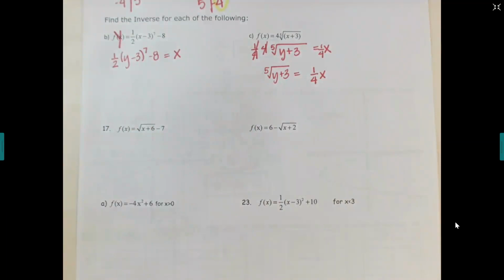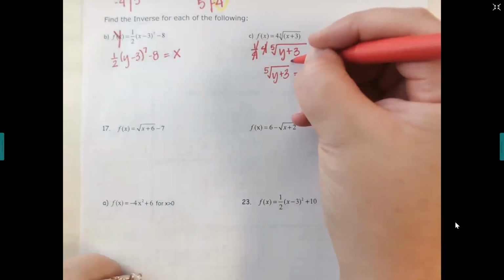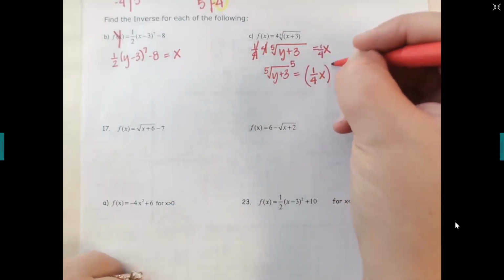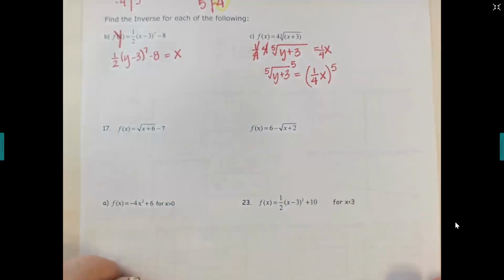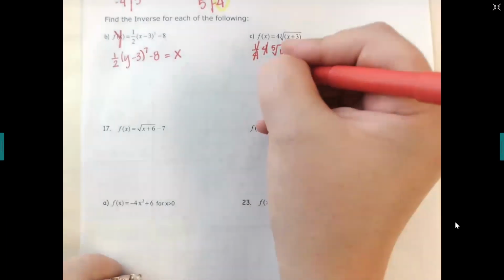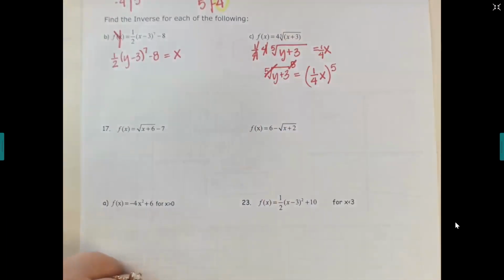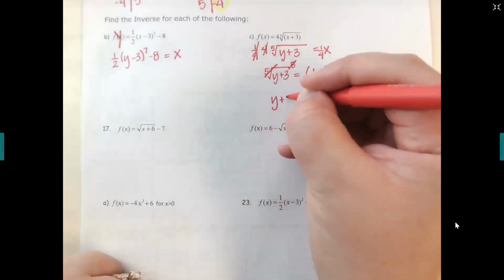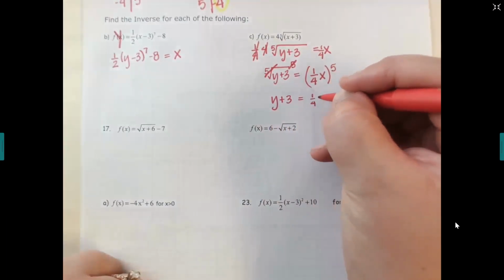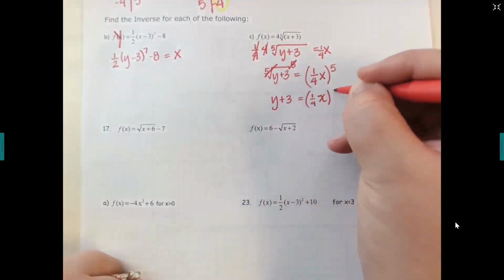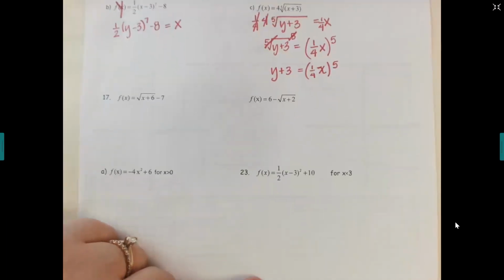So a square root, I use a square power. Cubic root, I use a cube power. How do I get rid of a 5th root? 5th power. So I'm going to put my 5 up top as a power. Remember that grouping has to be there. You can't skip it or it's wrong. Okay, then from there I have y plus 3 equals 1/4x in parentheses to the 5th. And then what would my last step be with that plus 3? Minus the 3 across.